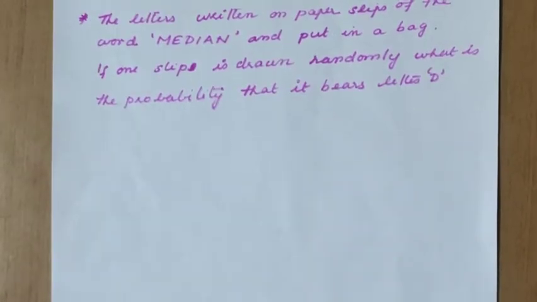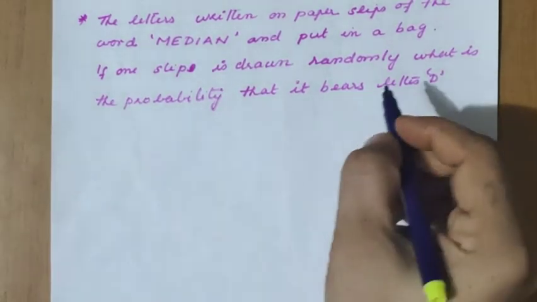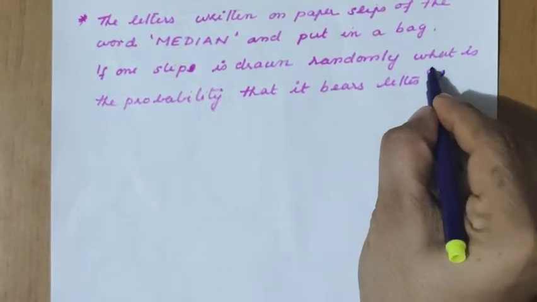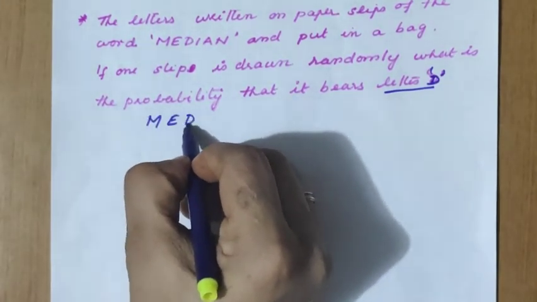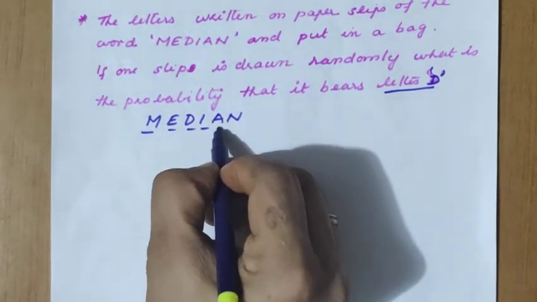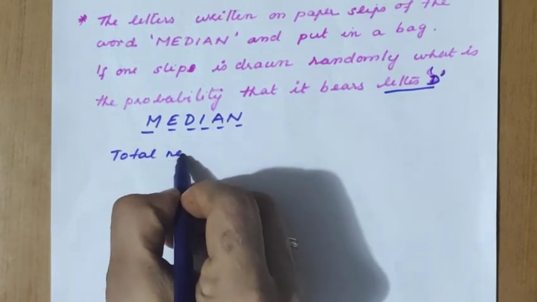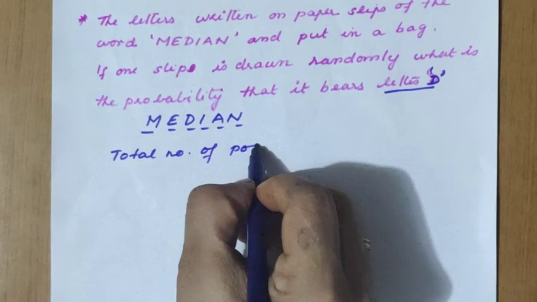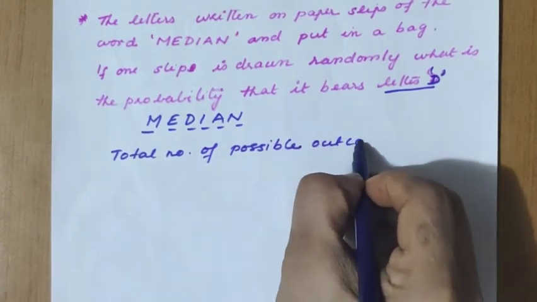The letters of the word MEDIAN are written on paper slips and put in a bag. If one slip is drawn randomly, what is the probability that it bears the letter D? Letter D from MEDIAN. When we take MEDIAN, how many letters are there? 1, 2, 3, 4, 5, 6. So total number of possible outcomes is equal to 6.